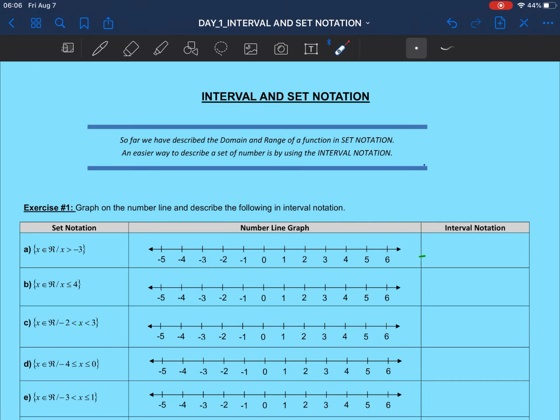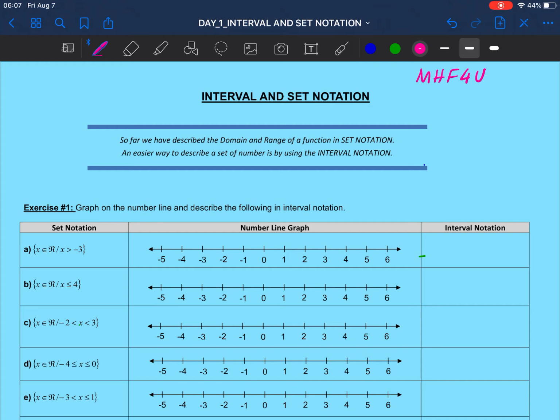Hello and welcome. In this video, I will talk about interval and set notation. I have designed this lesson for my grade 12 students who are taking the MHF 4U course, which is the Advanced Functions course. But I must add that this lesson can very easily be understood and used by students from grade 9 to grade 12 or maybe even younger, who knows.